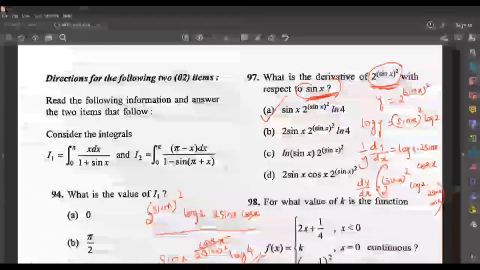Understood. So the takeaway from this question is, whenever you get a question which is having a complex power, you have to take the logarithm. Whenever you get a complex question which is having a complex exponential, you have to just take the logarithm. So here the answer is option A.